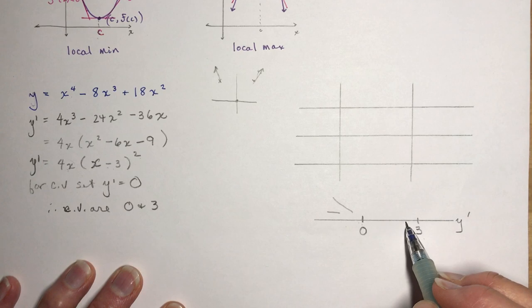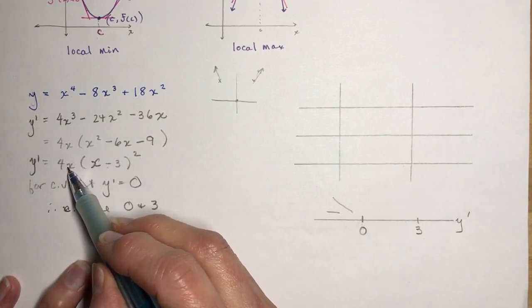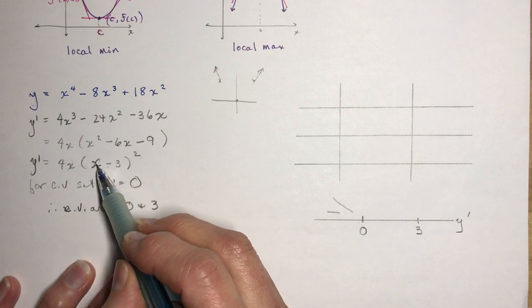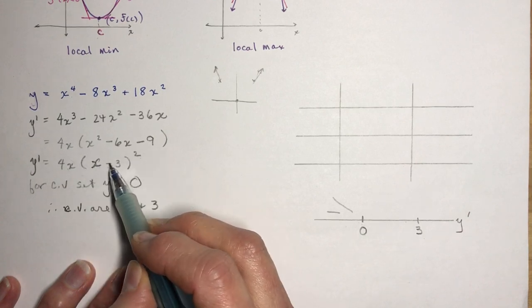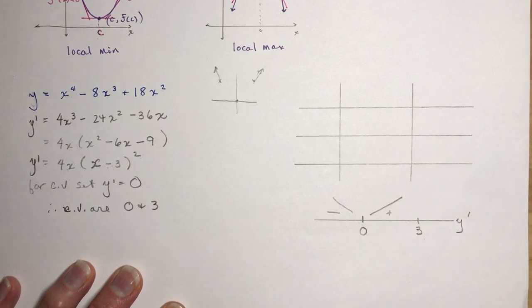On the other side of 0, I'm going to choose 1 because it's a nice number. I put in a 1 here. I have positive because it's 4, and positive because I'm squaring. So positive, positive, that means it's positive, and it's going this way.